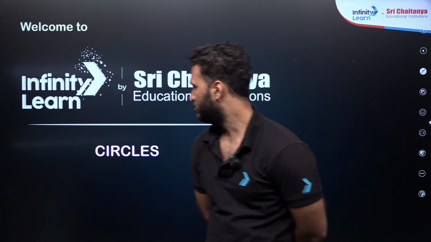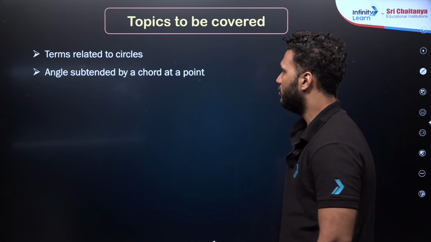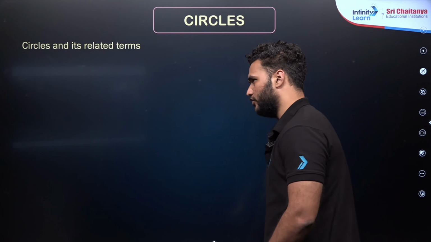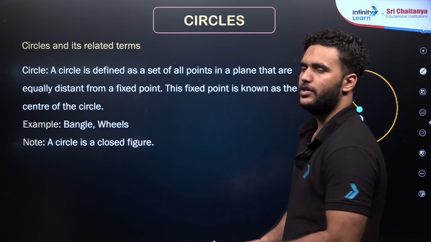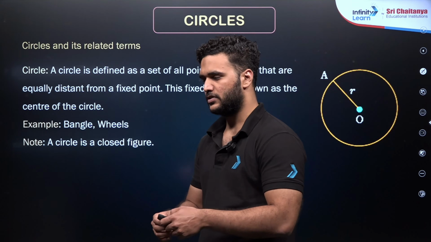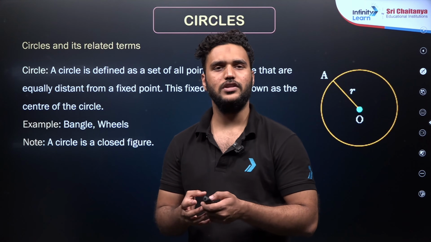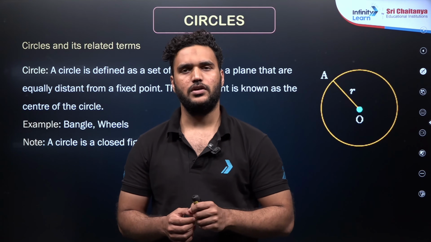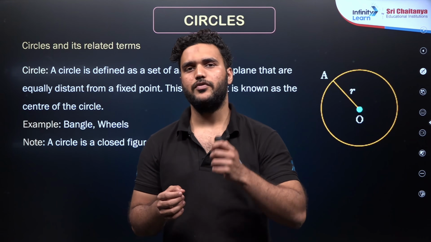So let's start. Okay, so let's start with terms related to circles. What are the terms related to circle? First, circle. What is circle? Circle is a collection of points, all the points which are at equal distance from a fixed point.